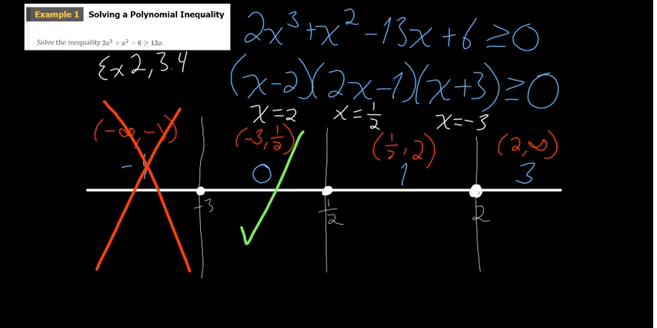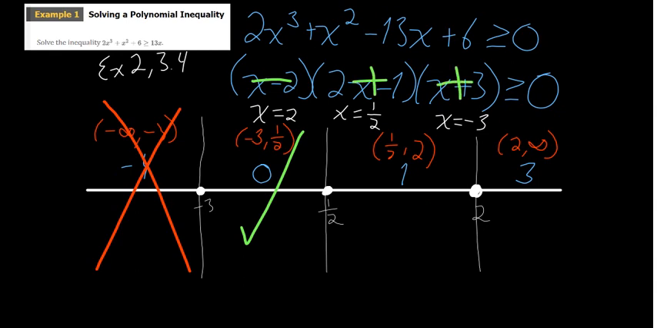Let's go on again. So we're going to plug in a 1 for my x's here. Okay. So 1 minus 2, that's a negative. 2 times 1 minus 1, 2 times 1 is 2, minus 1. That's a positive. And then 1 plus 3 is also a positive.